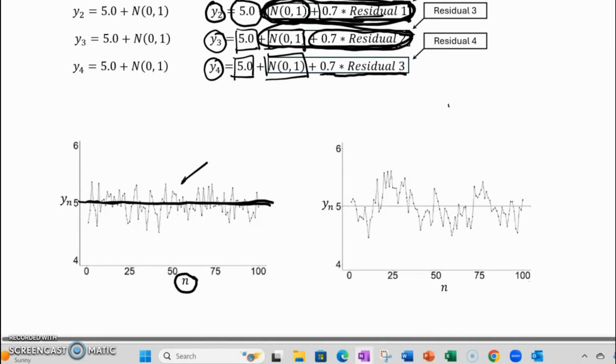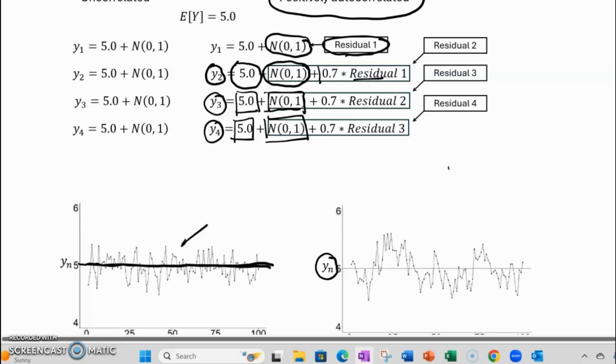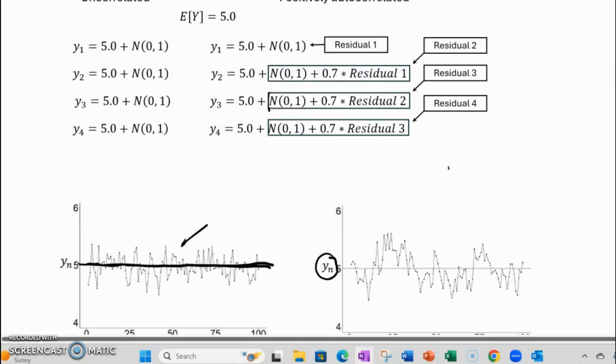Now what we see when we plot position in the sequence versus the value of y is a distinctive pattern. This distinctive pattern arises because each one of these values inherits a bit of residual from the preceding value. So if y2 is greater than expectation, then there's a very good chance that y3 would be greater than expectation as well. For example, if you got this value here, it's not surprising that the next value, since this one was below expectation, would be as well.